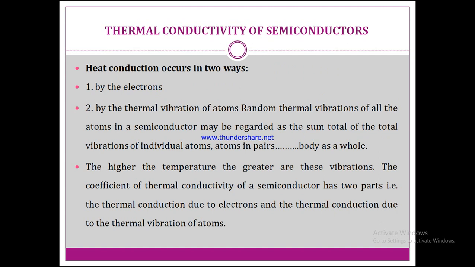Now the next point is the thermal conductivity of semiconductors. In that, heat conduction usually occurs in two different ways. The first one is by the electrons, which we generally call electrical conductivity, and the second one is by the thermal vibration of atoms, which is called random thermal vibrations of the atoms in a semiconductor.